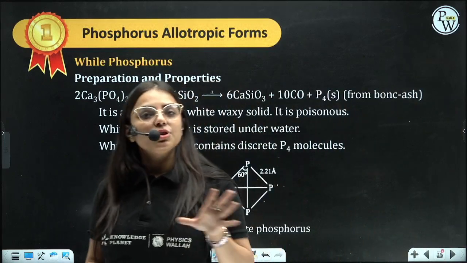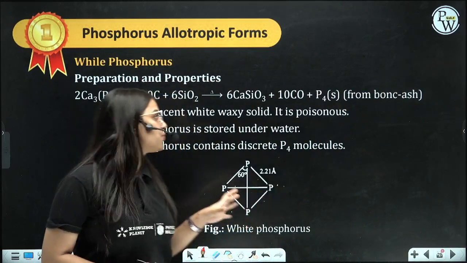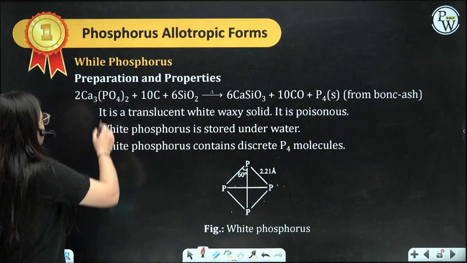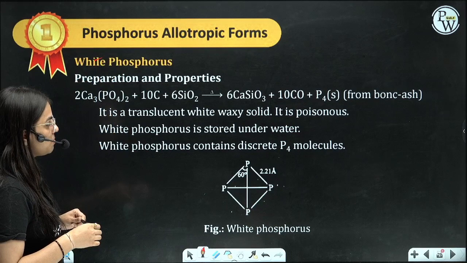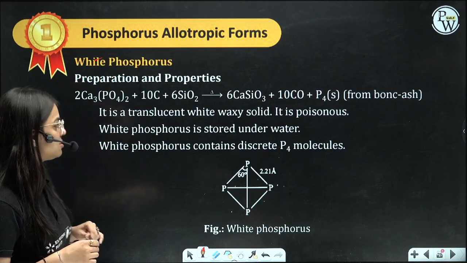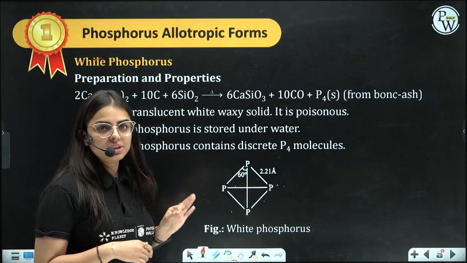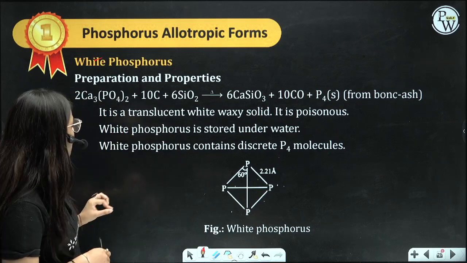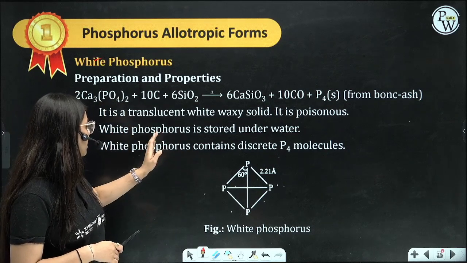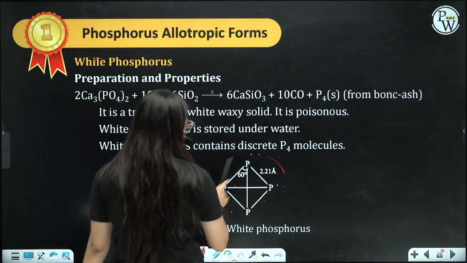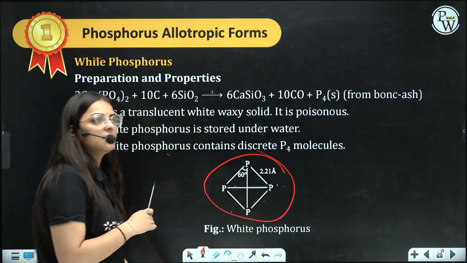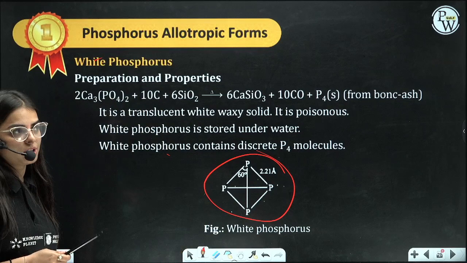Now comes phosphorus and its allotropic forms. See, the very first is white phosphorus. How are you going to obtain it, the preparation method for this? Basically, it is a translucent, white, waxy solid. It is poisonous in nature. It is stored underwater. It contains discrete P4 molecules, and this is the structure of white phosphorus, holding a 60-degree angle between these phosphorus atoms.